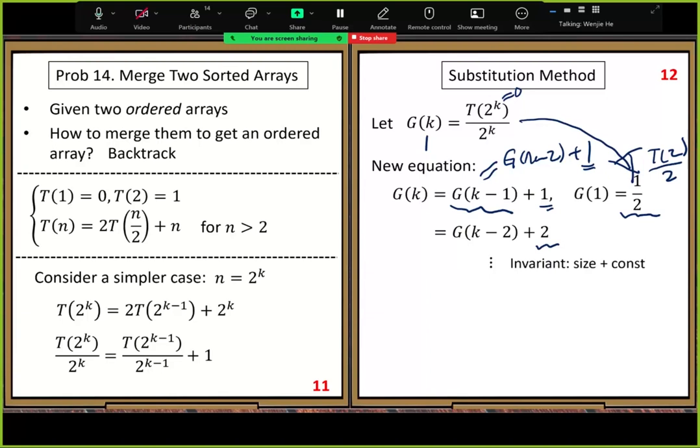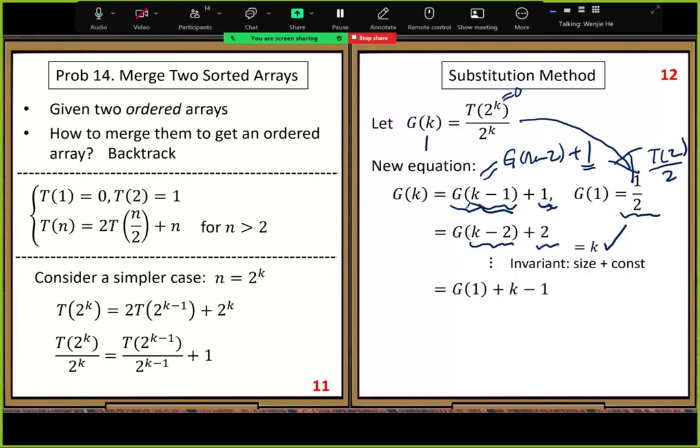Size plus constant. Look at the size. K minus 2 is the size number. The constant is 2. K minus 2 plus 2, that's K. K minus 1 plus 1, that's K. The sum of these two numbers is a constant, constant K. We use this invariance to help us keep track of the data.